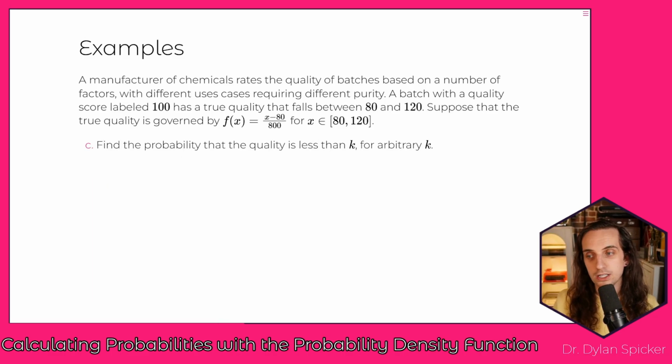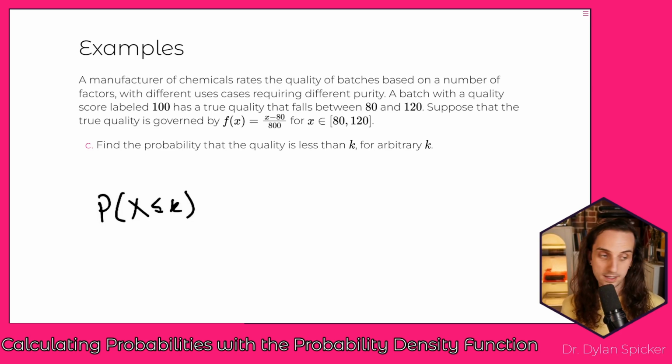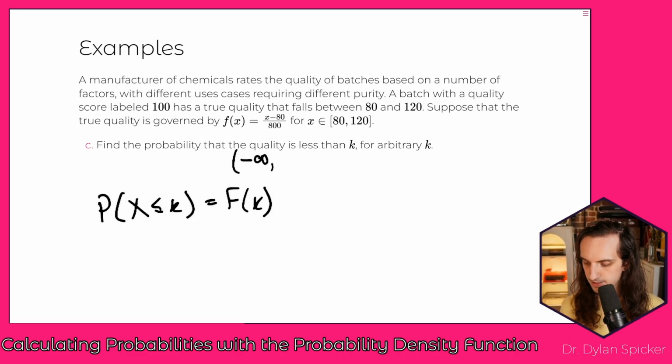Now, part C: find the probability that the quality is less than k for some arbitrary value of k. So what we want here is the probability that x is less than or equal to k. Note that all we're talking about is simply the CDF at the value of k. The CDF is always thinking about this interval from negative infinity up to, say, k in our notation right here. And we want to know the probability that x falls into this interval.